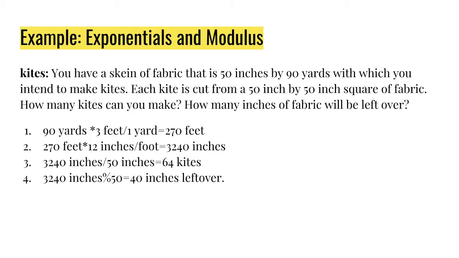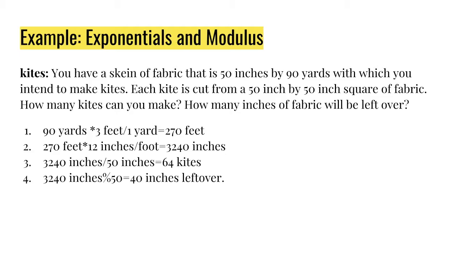We're going to divide that by 50 to determine how many kites there are. And we're going to do integer division here, which means we're rounding down, because we only want to make whole kites, not partial kites. So 3,240 inches divided by 50 inches equals 64 kites. How many inches are going to be left over? Well, we can use the modulus function for this. So 3,240 inches mod 50 gives us 40 inches left over.